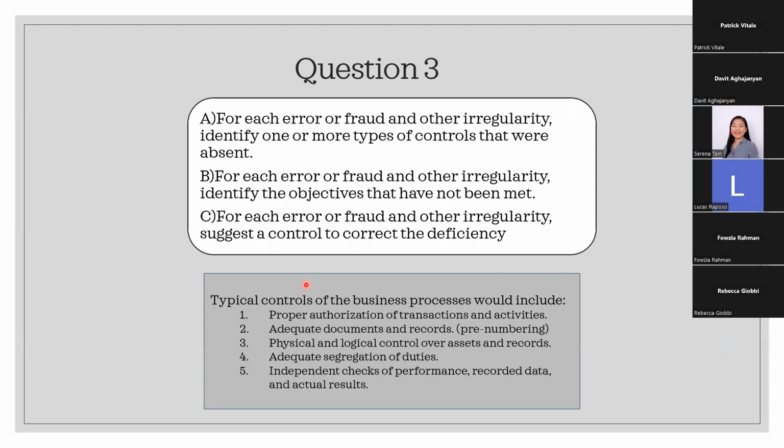For each error, fraud, and other irregularity, identify one or more types of controls that were absent. For each error or fraud and other irregularity, identify the objective that has not been met. For each error, fraud, and other irregularity, suggest a control to correct the deficiency. Okay. So these are the parts for A. So it's going to be one of these. If you want to take a picture or just note it down real quick, or maybe you memorized it for your midterm, you know it by heart now.